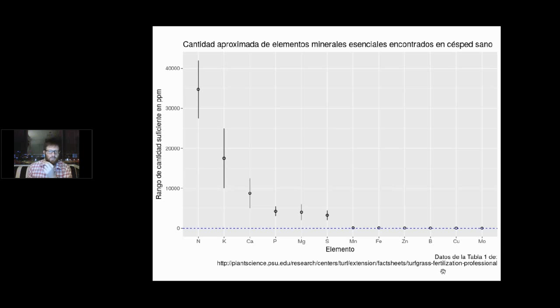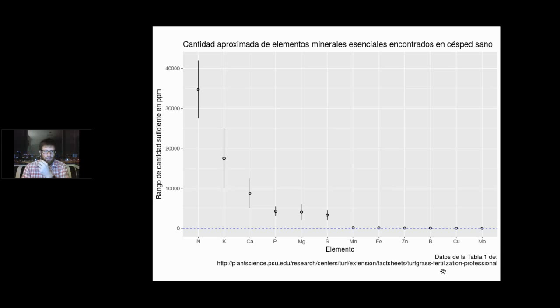And you see, it's got almost all the essential elements listed there, but when you get over to the micronutrients like manganese and iron and zinc and boron and copper and molybdenum, you'll notice the quantity in the leaves is indistinguishable from 0. When we show it on the same scale as the macronutrients like nitrogen, potassium, calcium, and so on, the micronutrients are indistinguishable from 0.